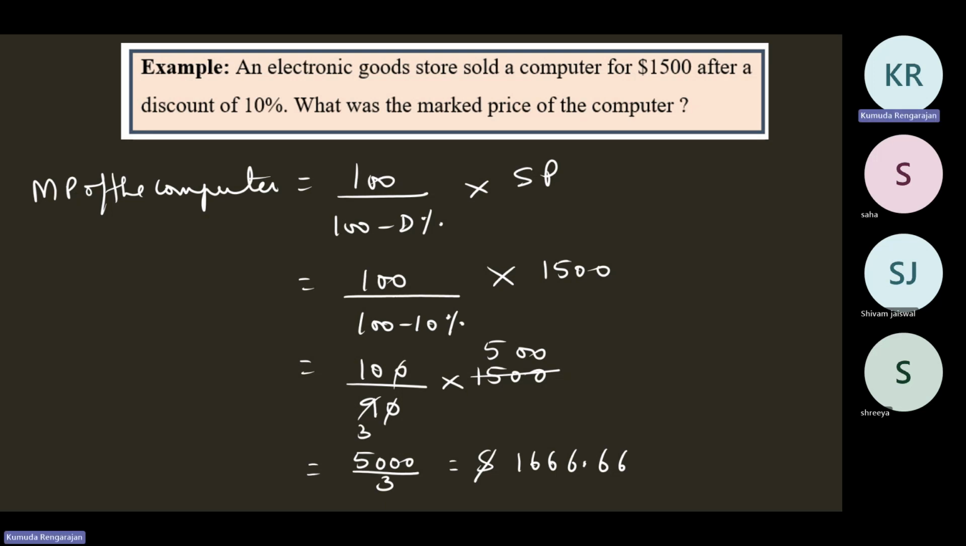This is a simple one. You're given the selling price and the discount percent. You just have to use the formula and find the mark price.